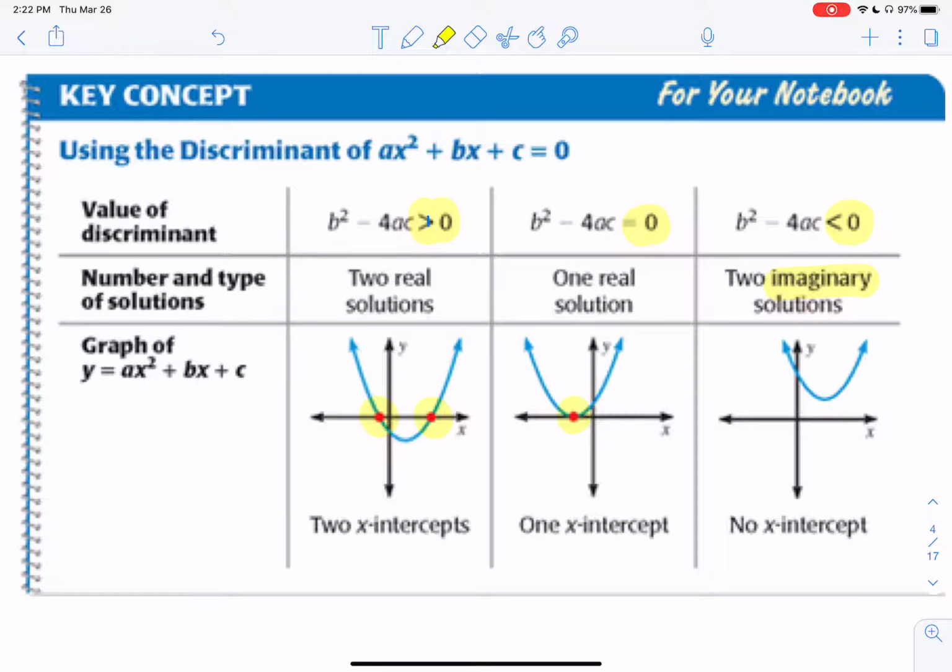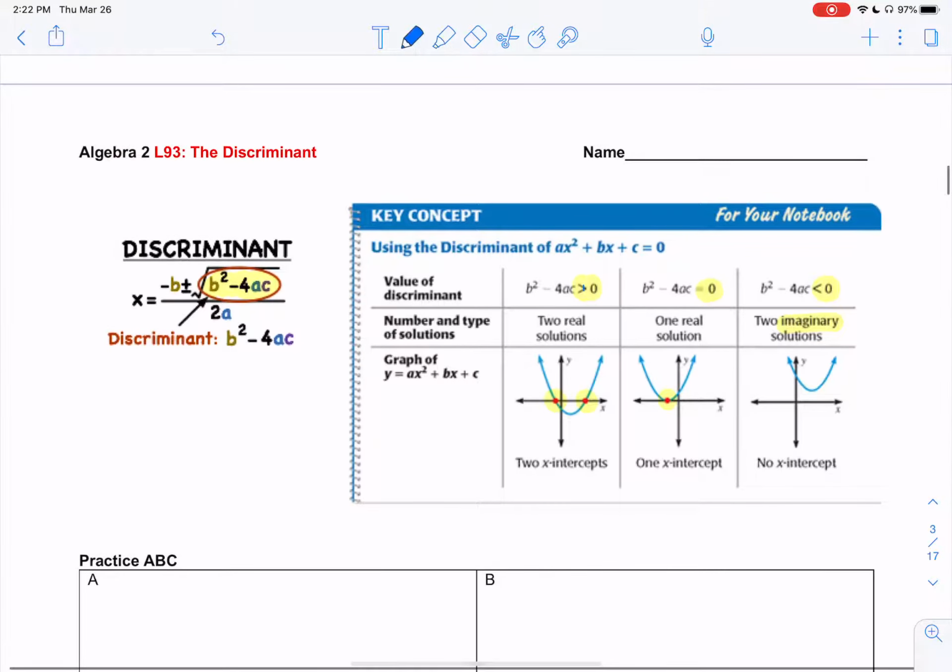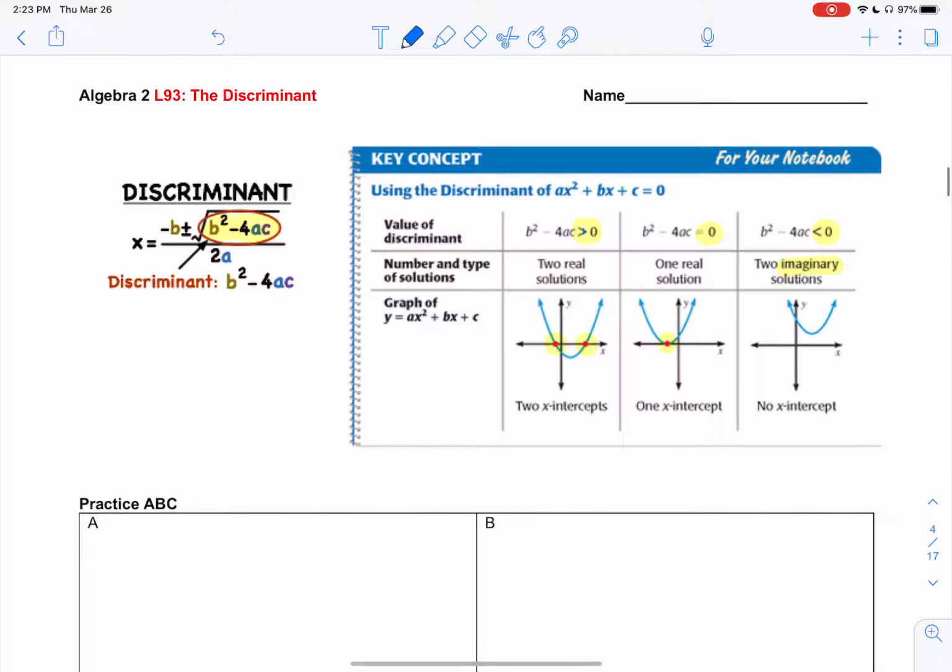Okay, so those are the three options that are going to happen. We're either going to get a positive value for the discriminant, so there are two real solutions. We're going to have exactly 0, and that's one real solution. Or we're going to get a negative value in our discriminant, and that means it's two imaginary solutions. And you should also know that you'll see in math textbooks that imaginary solutions are also referred to as complex. Those are interchangeable when we're describing the solutions.